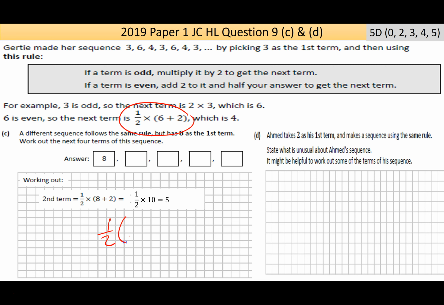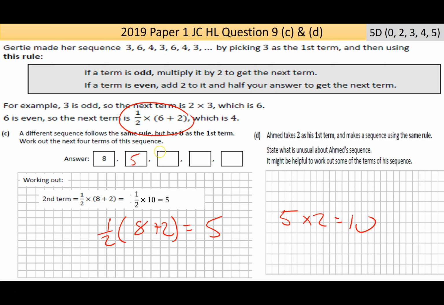So it's a half times 8 plus 2. Doing the brackets, 8 plus 2 is 10. 10 times a half is 5. So my second value there is 5. Now 5 is odd, so I'm asked to just multiply that by 2.